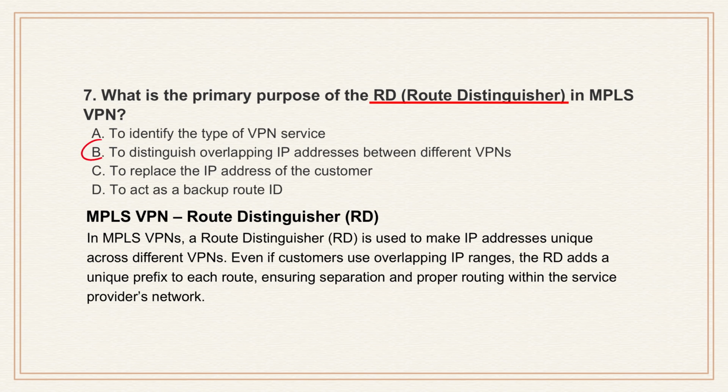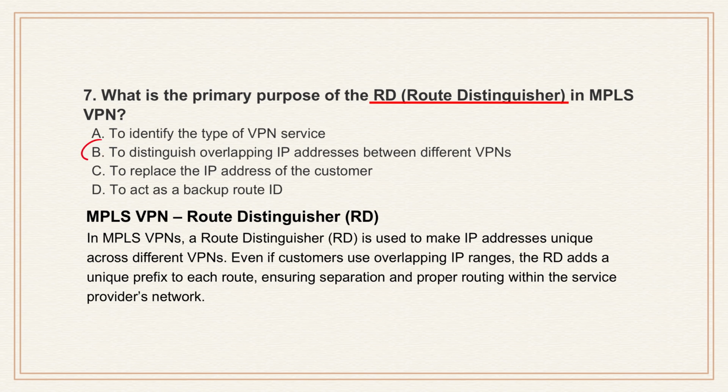The route distinguisher solves this. It's like a unique tag or prefix that the service provider adds to the customer's internal IP addresses within the MPLS network. So company A's 192.168.1.5 becomes, say, RDA:192.168.1.5, and company B's becomes RDB:192.168.1.5. So it makes them unique. Exactly. Unique within the provider's network, even though the original IP addresses were identical.